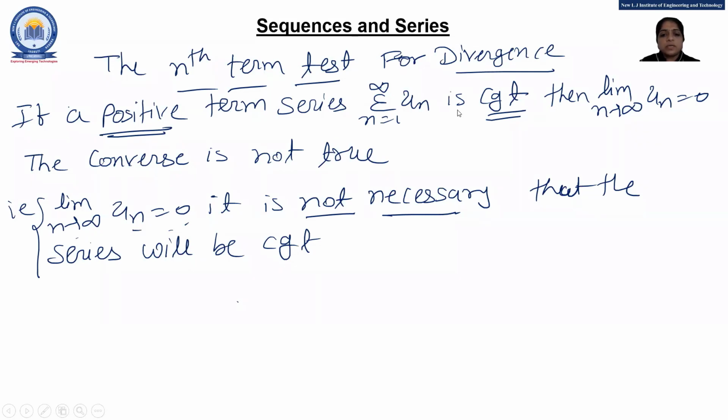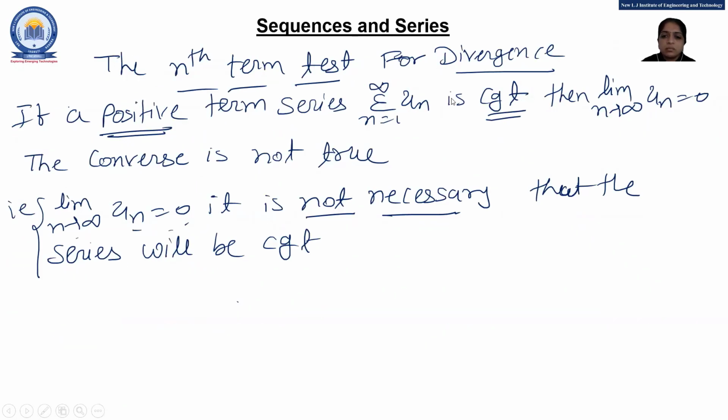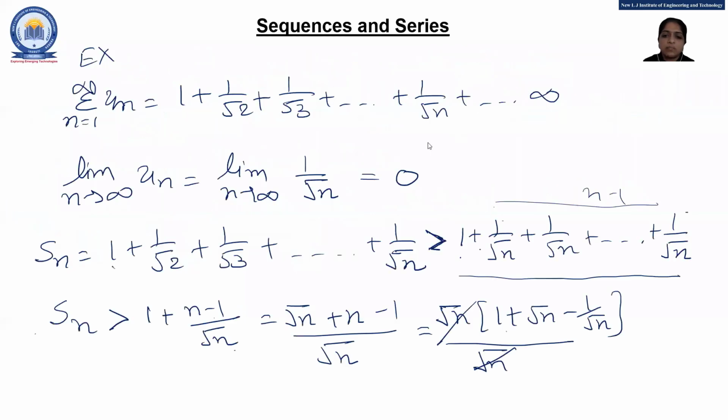Kushal, 1 is repeated n times, but not 1 upon root n. 1 was repeating n times, but we cannot say that root n is repeated n times. There is a mistake in the book. If you are answering by the book, there is a mistake in the book. See, this 1 upon root n, 1 upon root n, that is just n minus 1 times. So 1 upon root n is repeated n minus 1 times, not n times.